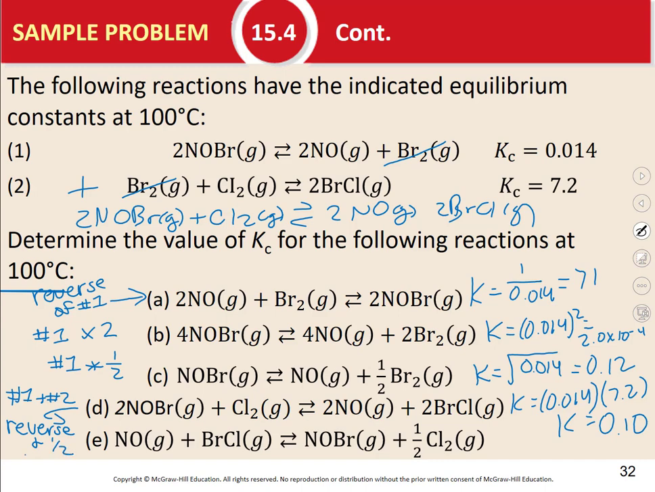So we're going to take that K value, and if we reverse it, what does that do to the K value? Turns it, and then we're going to do what? Square root. So what's the square root of 10? 3.16. Good. So 1 over 0.10, and then to the 1/2, or square root, 3.2.